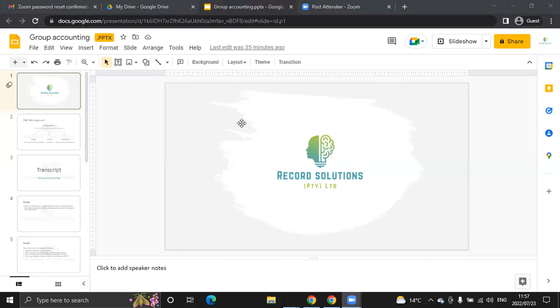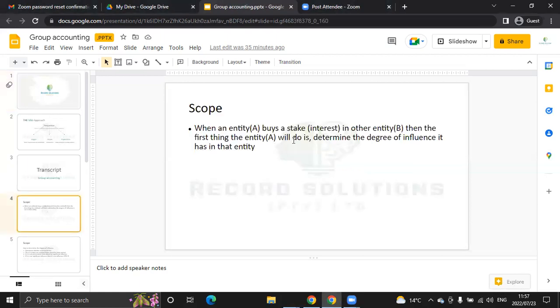What is group accounting? Firstly, the business, an entity. When an entity buys a stake in another entity, so a business buys a stake in another business, and a stake, what is it? An interest, so shares. They're buying an interest in that business. In most cases it will be represented in shares, but basically you are buying a share of that company.